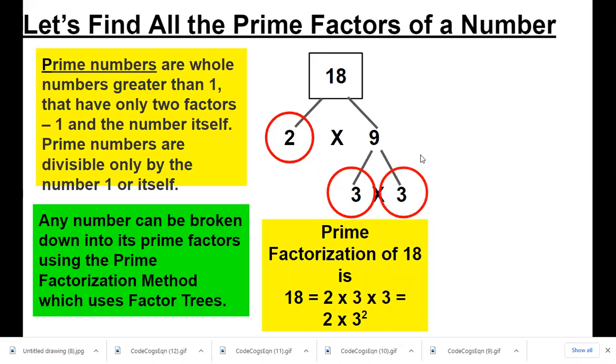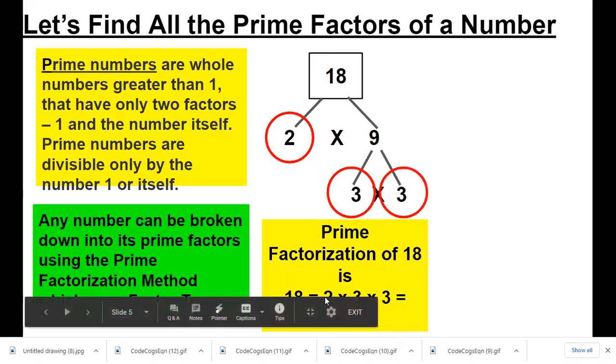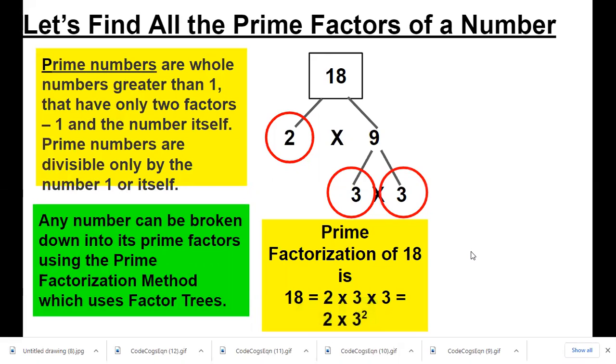The prime factorization of 18 is 2 times 3 times 3. And then if I want, and you should do this, on the very bottom there, it says 2 times 3 squared, right? I put a little exponent with the 3. Why did I do that? Because 3 times 3 is really 3 squared. So you can write your prime factorization using exponents.